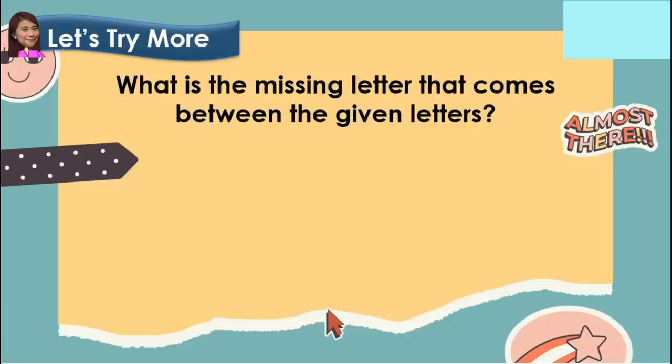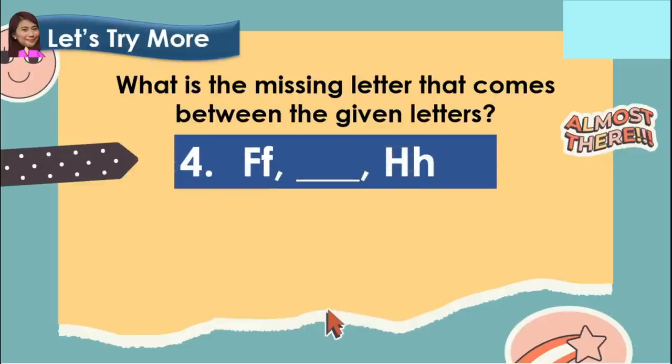Now, what is the missing letter that comes between the given letters? Number 4, F blank H. What is the missing letter that comes between F and H? Type now your answer. And the answer is G.